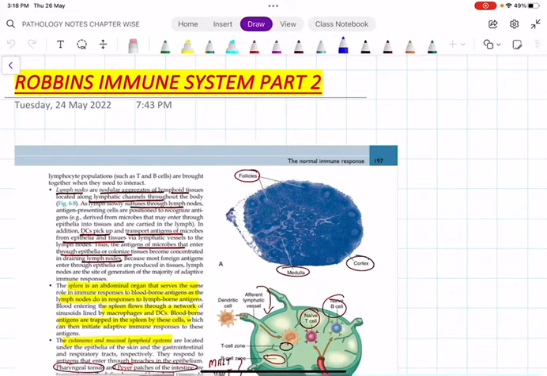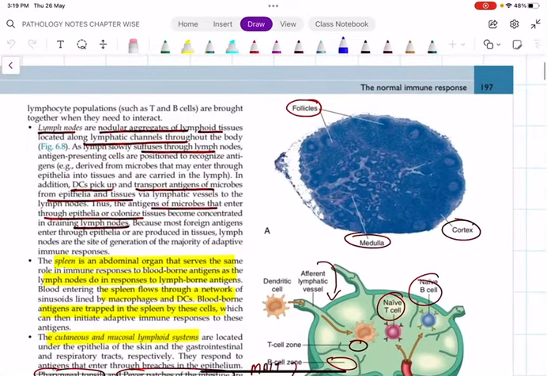In the last class we were discussing the basic introduction to disorders of the immune system, and we ended that session by mentioning a few words about primary and secondary lymphoid organs. Bone marrow and thymus are both primary lymphoid organs, whereas lymph node, spleen, and the cutaneous and mucosal lymphoid systems are all secondary lymphoid organs.